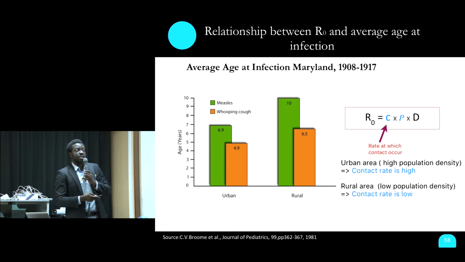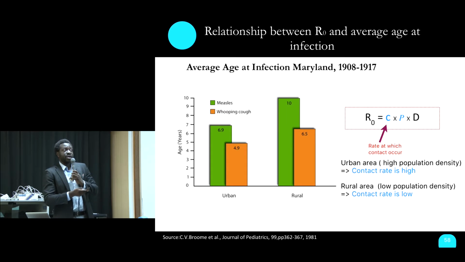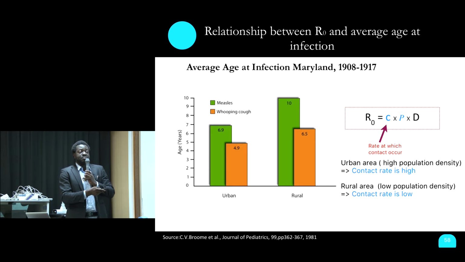Another important relationship to look at is the relationship between R naught and the average age at infection, but based on the settings, urban and rural. For example, you see, even for the same disease, we have in green here, measles. Even for the same disease, the age at infection is different when we are in an urban area compared to when we are in a rural area.